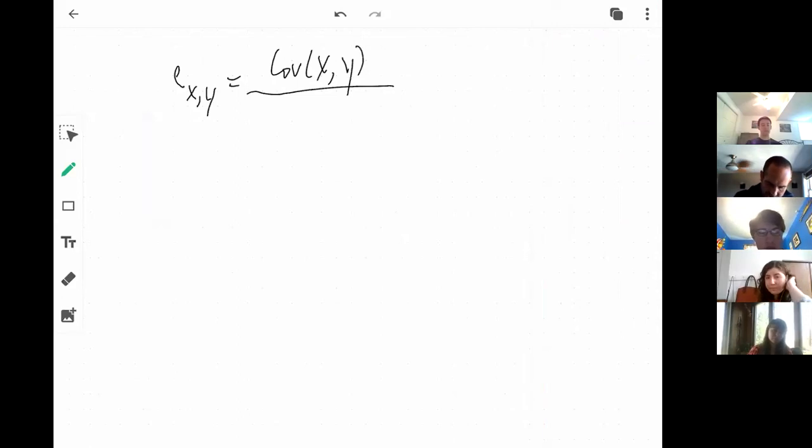So what is rho of xy? Well, the formula says it's covariance of xy over sigma x sigma y. What did we get for the covariance again? Can someone remind me? Negative n over 36. Okay, negative n over 6 squared, basically.